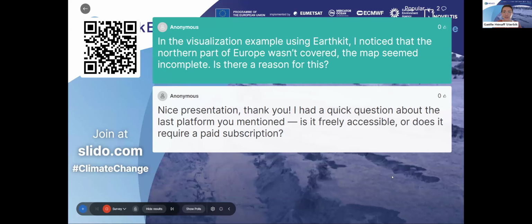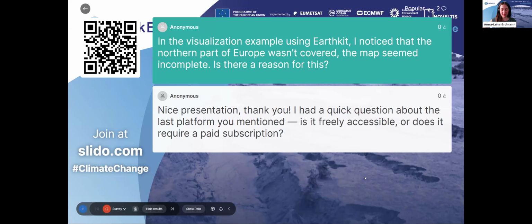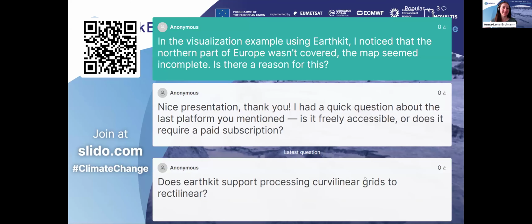Okay. I'll stop my screen sharing. A question about the example you showed: in the visualization example using Earthkit, I noticed that the northern part of Europe wasn't covered. The map seemed incomplete. Is there a reason for this? Yeah, a really good catch. The product I'm using is from the Copernicus Land monitoring service, and it relies on satellite data. It just seems that that day was pretty cloudy over Northern Europe. So the gaps come from clouds, and this causes the gaps in the data. Okay, thanks a lot for the explanation.